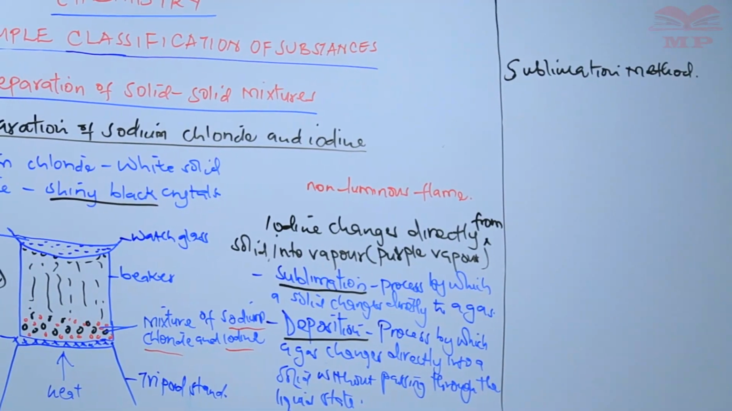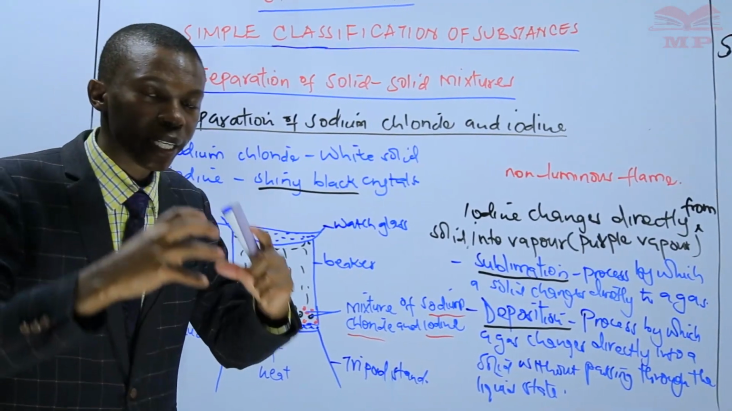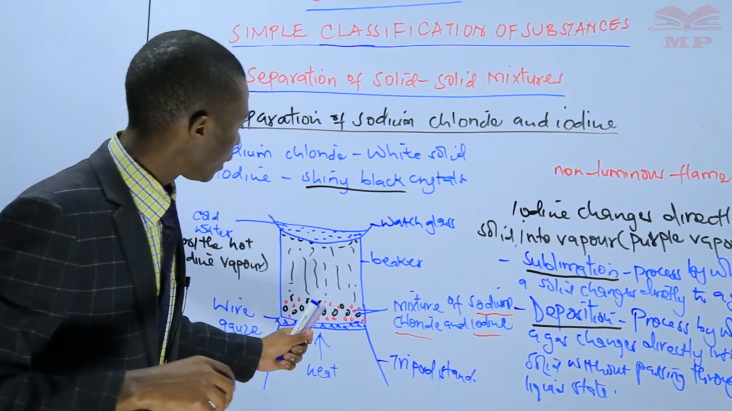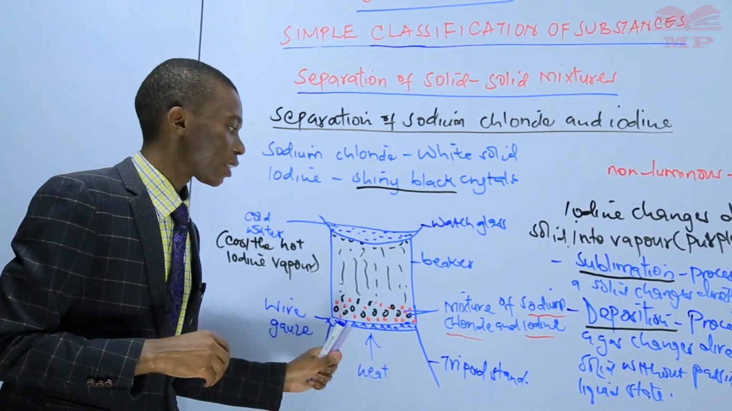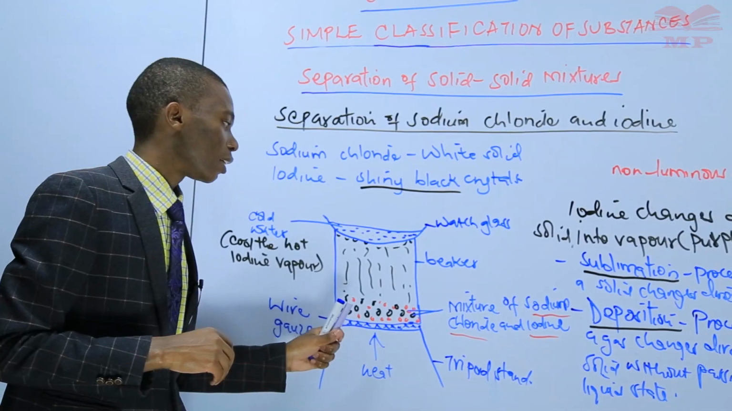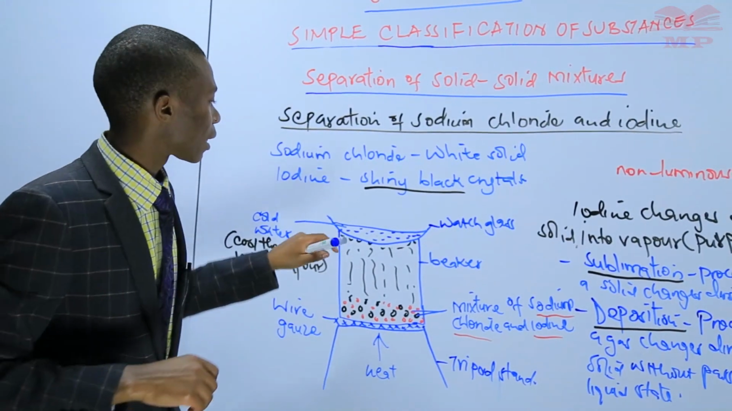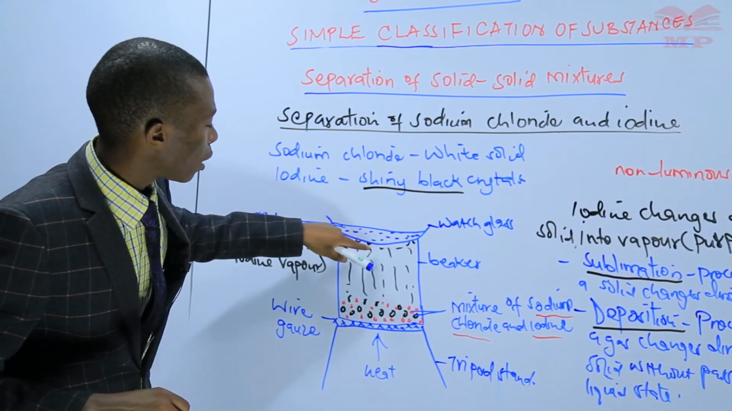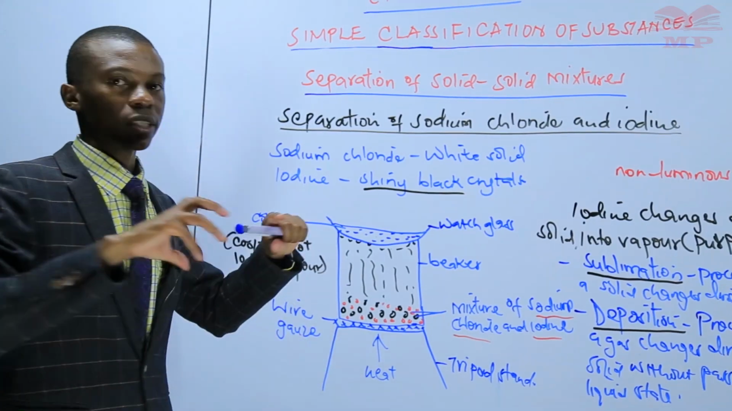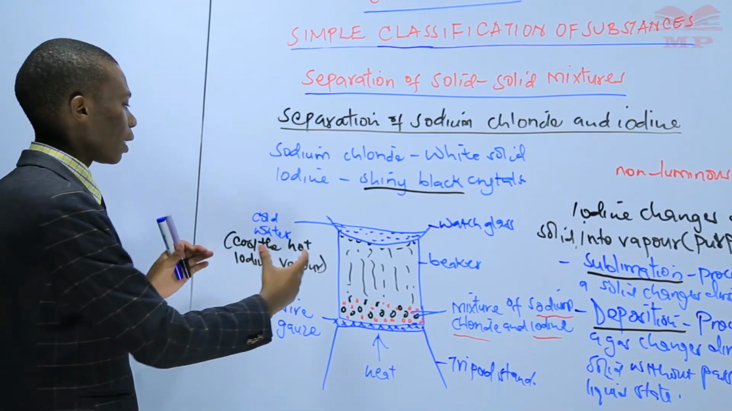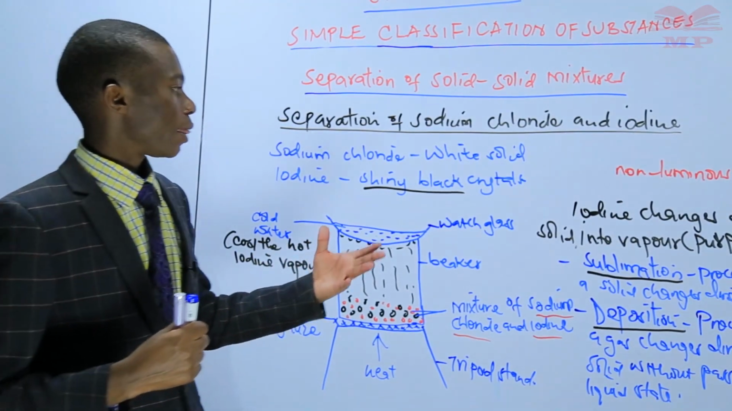sodium chloride and iodine, because when we heated the mixture of the two, the iodine turned directly from a solid to gas. And that gas has cooled on the lower surface of the watch glass, which is having the cold water. And we have seen that the cold water is just cooling the iodine vapor. And that is the sublimation method.